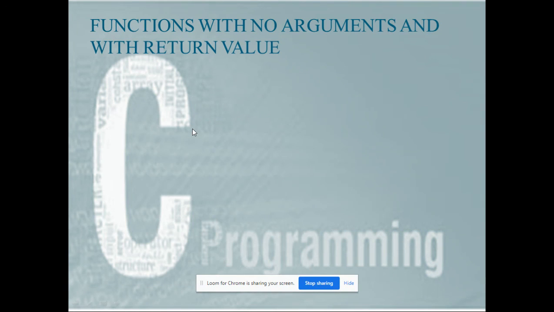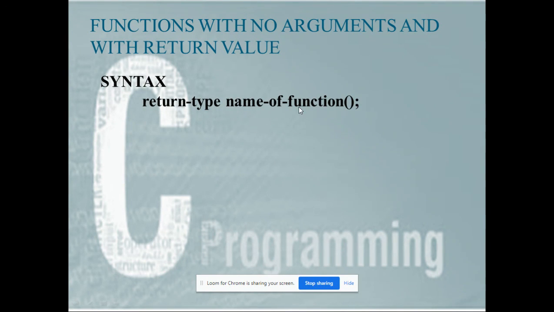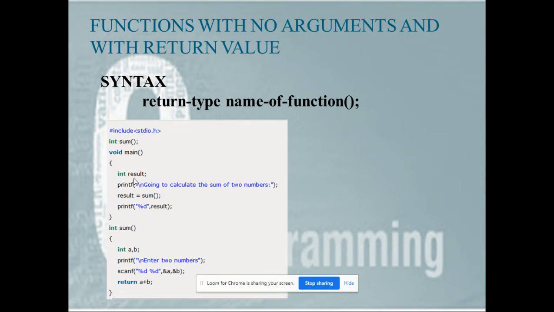And similarly, for the second type, function without arguments and with return value, you have a return value. So the same syntax, and here it is going to return some value. See inside the function definition, it is going to return a plus b to the main function. So it is returning some value.